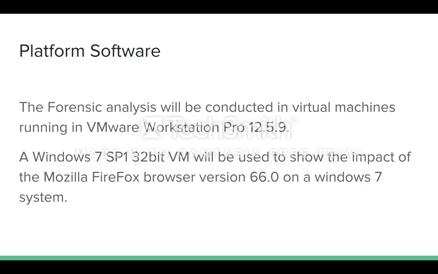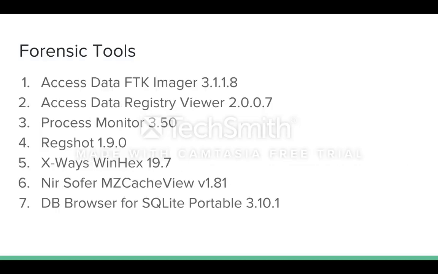A Windows 7 Service Pack 1 32-bit virtual machine will be used to show the impact of the Mozilla Firefox browser version 66 on a Windows 7 system. The forensic tools that will be used will be AccessData's FTK Imager and Registry Viewer, Process Monitor, Regshot, X-Ways' WinHex, Nirsoft's MZCacheView for the Firefox cache, and DB Browser SQLite Portable to look at our SQLite database stores.